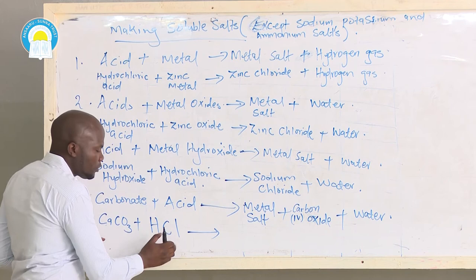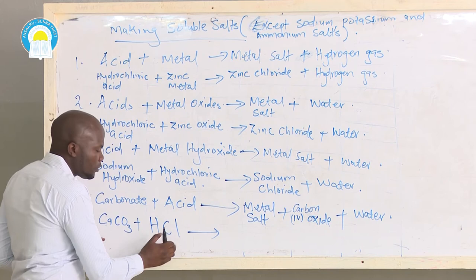Their reactions with the acids are very explosive. So we don't use them when we are working with acids. Any other metal that is moderately reactive with an acid can be used, e.g. zinc, copper, lead, etc. Those metals react with acids moderately, so they can be used when we are preparing this soluble salt.